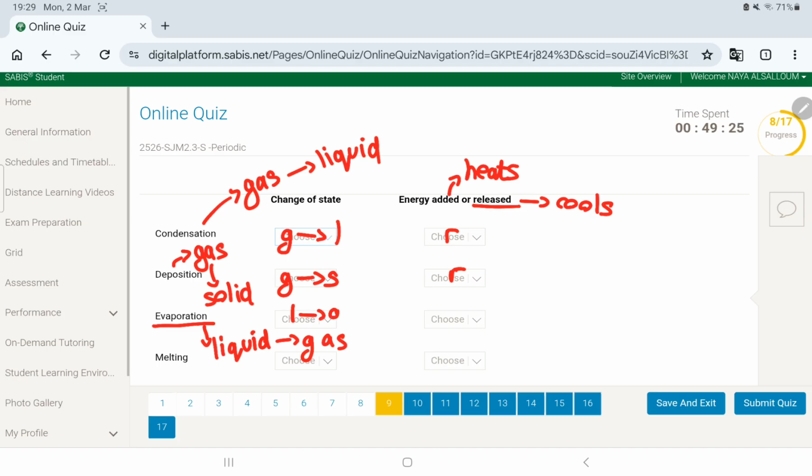Now evaporation. Evaporation is when it changes from a liquid to a gas, right? Liquid to gas. And what do you expect for something to evaporate? It's going to heat up. So thermal energy is added. Melting, solid to liquid. Yani solid ice to liquid water, let's say. What do you expect? It's going to become like water to freeze, right?